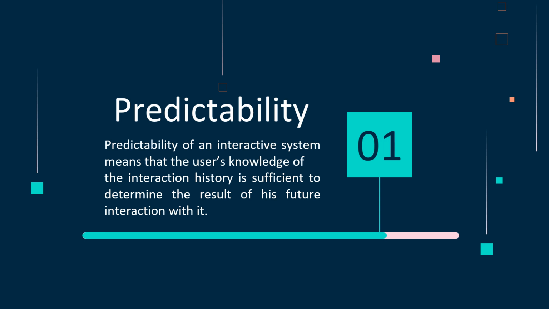Predictability. Predictability of an interactive system means that the user's knowledge of the interaction's history is sufficient to determine the result of his future interaction with it. This interactive design principle requires a user's knowledge of interaction to be sufficient to determine the outcome of present or future interaction with the system.